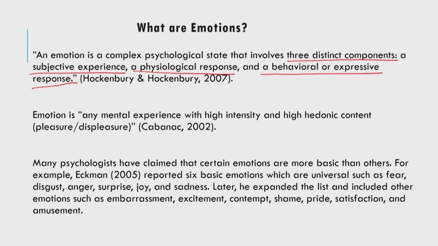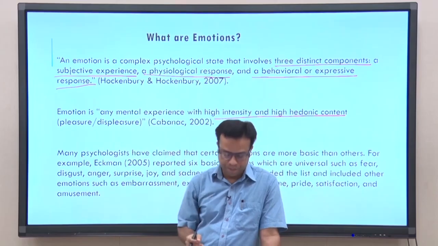There is another definition of emotion which says emotion is any mental experience with high intensity and hedonic content. Hedonic content basically means pleasantness or unpleasantness is connected with emotions. Some emotions are pleasant, some are unpleasant, and there is a high intensity. So emotion will always have some intensity to it.